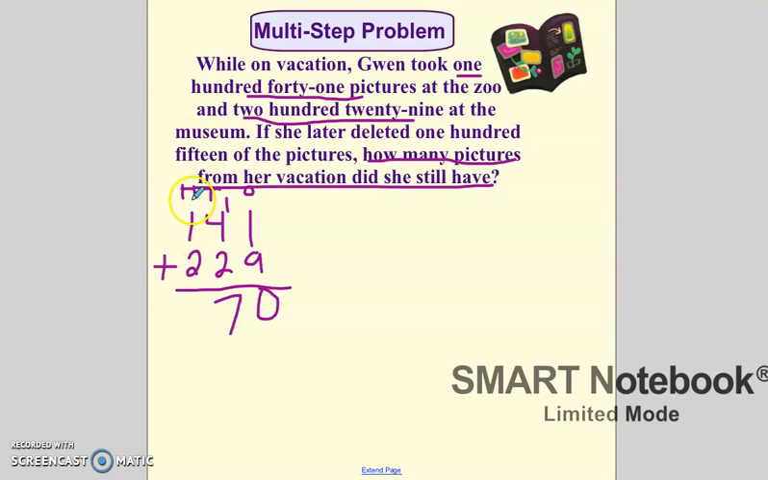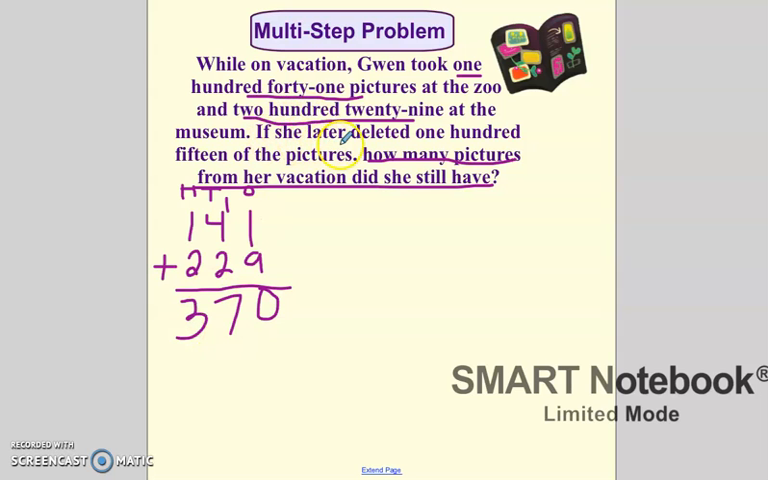Let's move over to the hundreds place. What do you see here? 1 plus 2 is 3. Wonderful. You guys are doing such a great job. Now listen, are we done with our problem yet? If you said no, you are right.